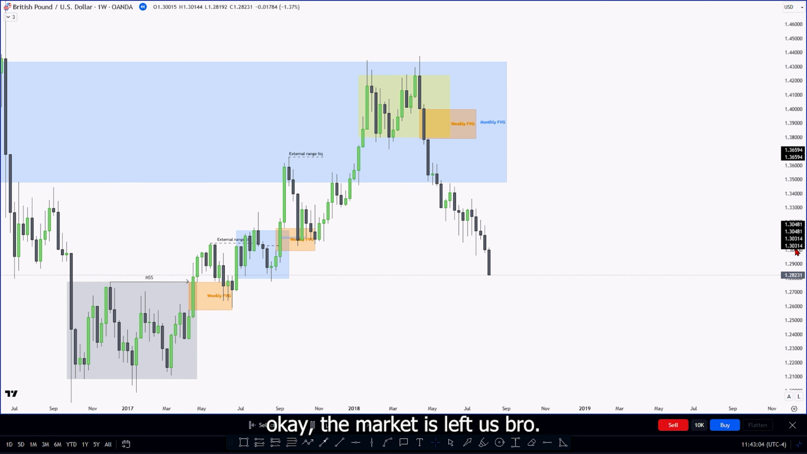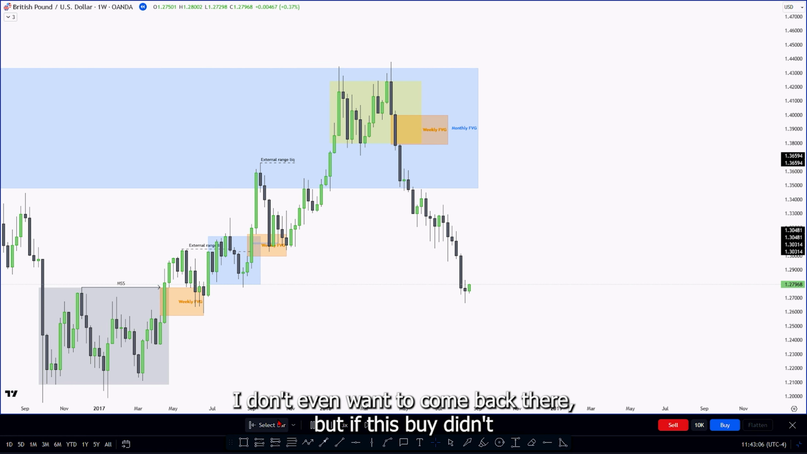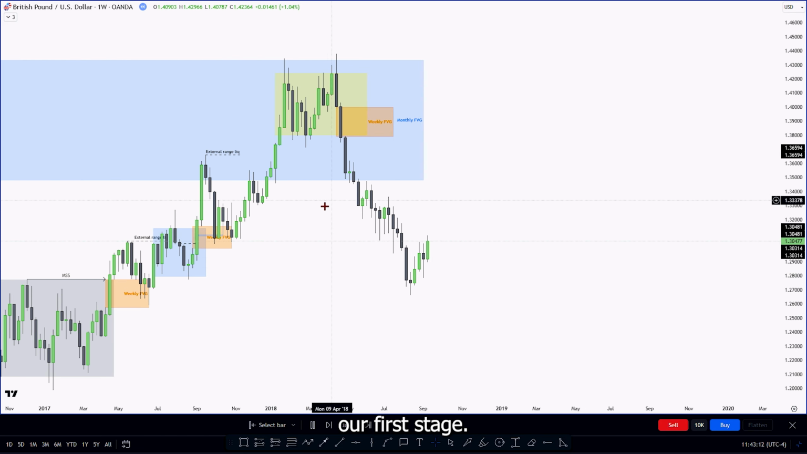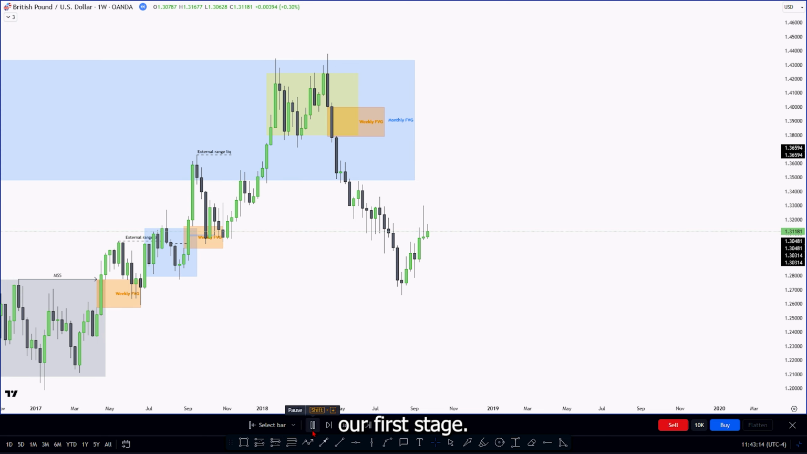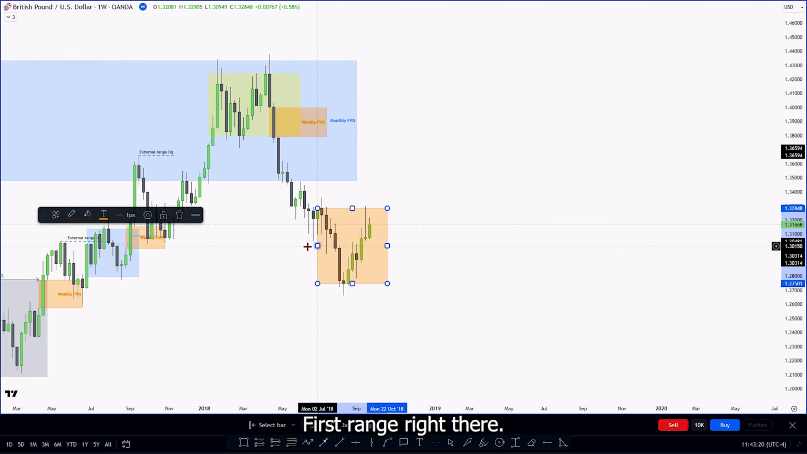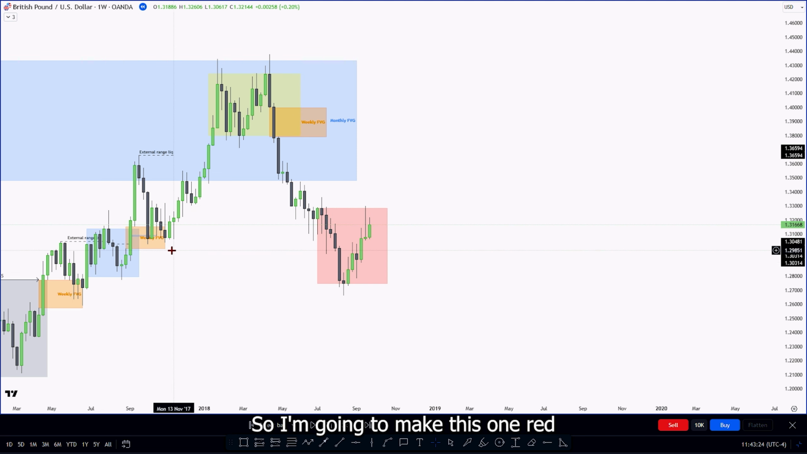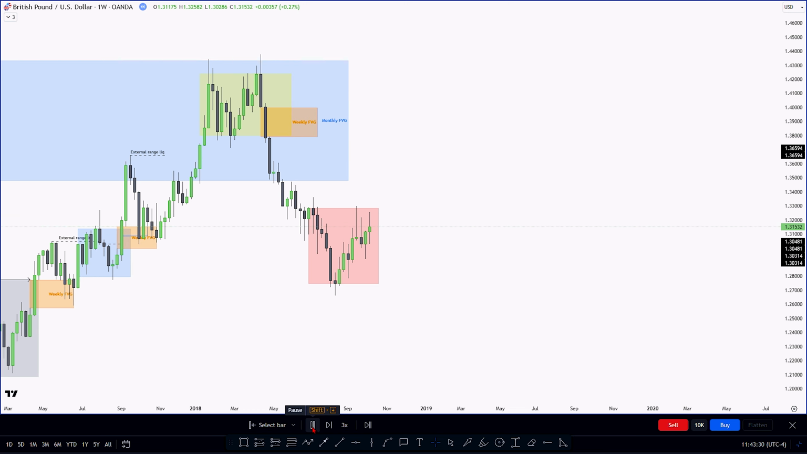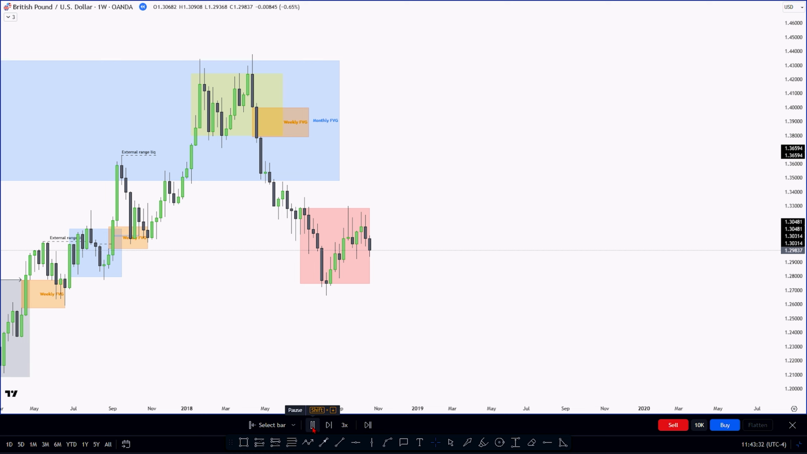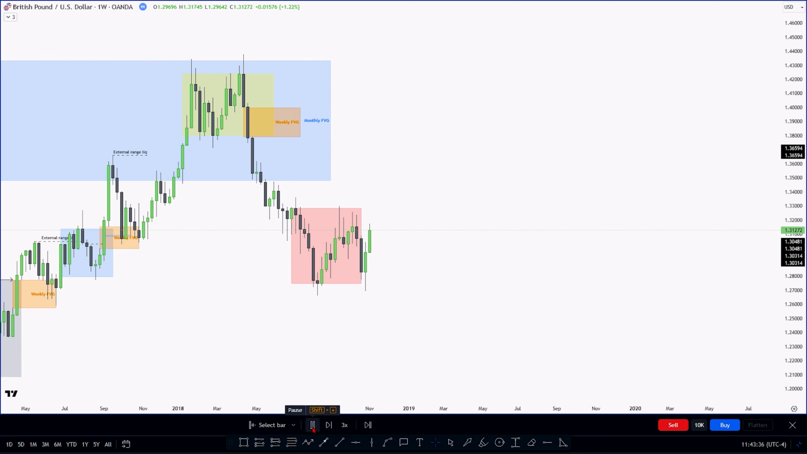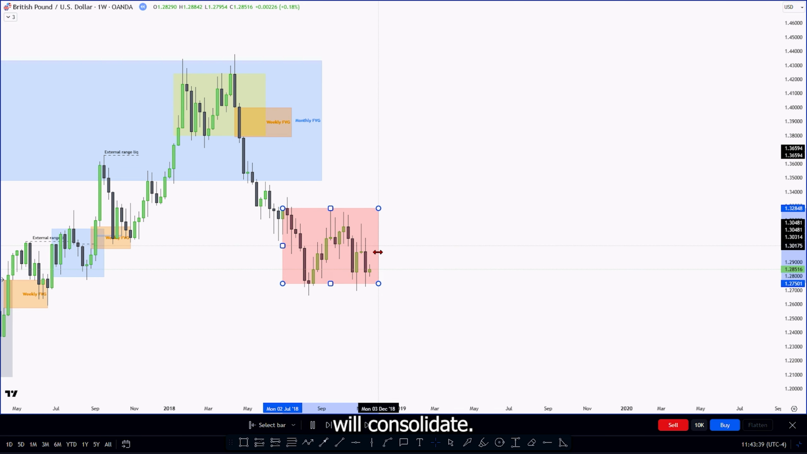Looks like the market has left us though. I don't think we're going to come back there, but if this buy didn't come out, we will be expecting our first stage. So this could be from here to this low to that. So first range right there. So I'm gonna make this one red. Continue that. See the market still consolidates.